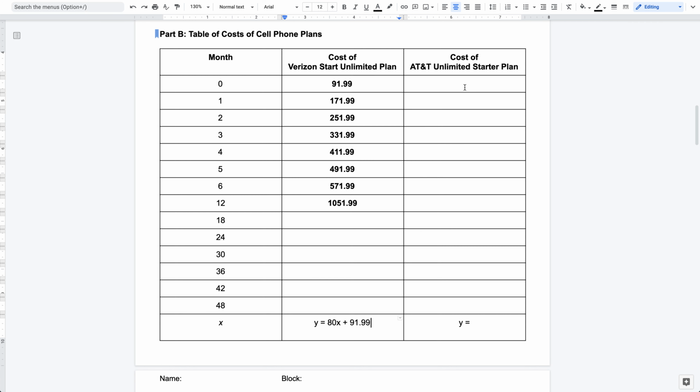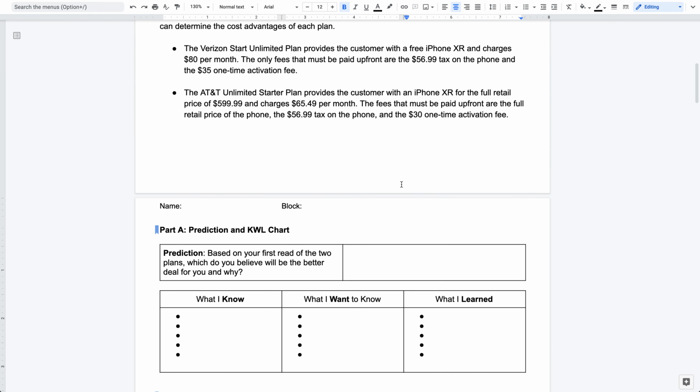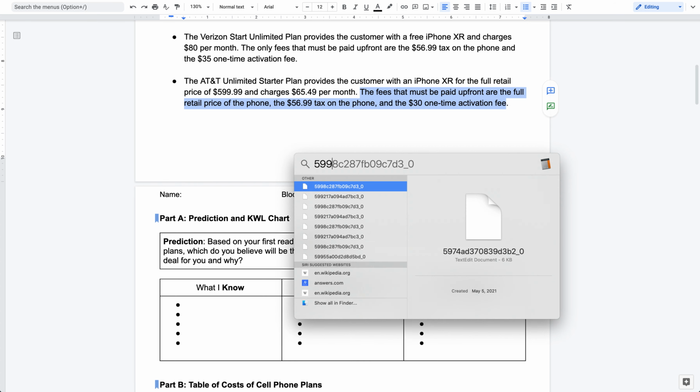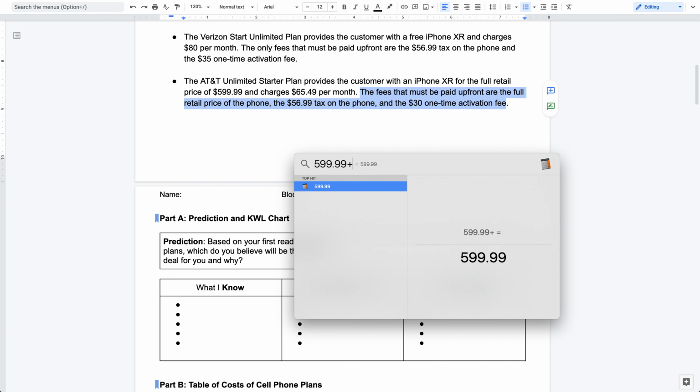Now we'll do the same process for AT&T. So I will start off the first 2 rows just to get you started on the process, and then you would continue just like we did with the Verizon plan. So again, with AT&T, the upfront fees are the cost of the full retail price of the phone, plus the tax, plus the $30. This means for this specific plan, we start with $599 plus $56.99 plus $30.